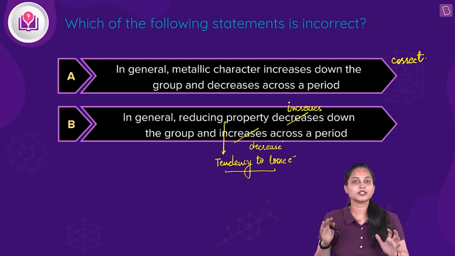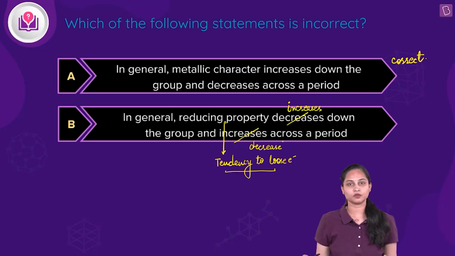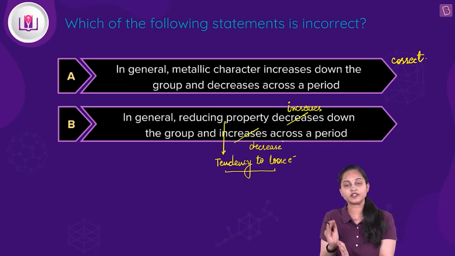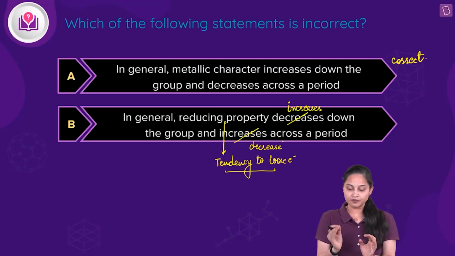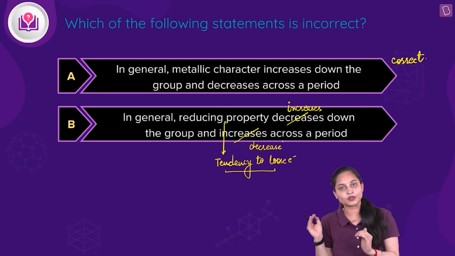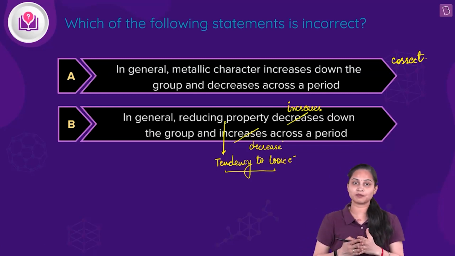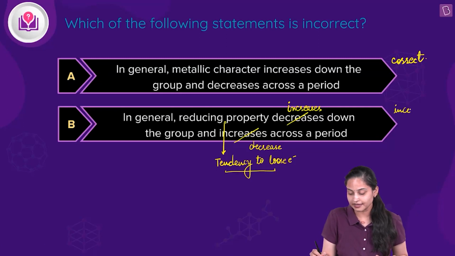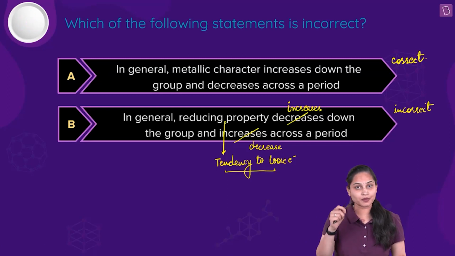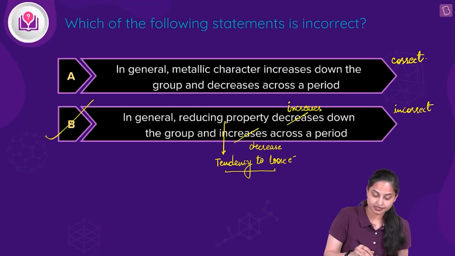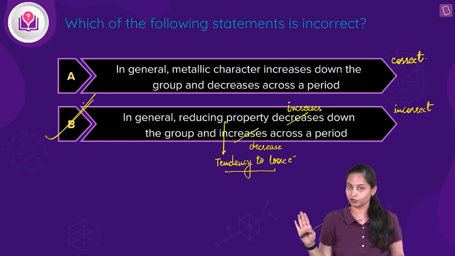Why so? We will talk in terms of ionization energy. Ionization energy decreases when we move down the group because the number of shells increases, and removing an electron from an isolated gaseous atom becomes easier. So the tendency to lose electrons increases down the group and decreases across a period. That means reducing property will increase down the group and decrease across a period. The opposite has been said in statement number B, so this statement is incorrect. The question is asking about the incorrect statement only, so I'll mark option number B as the right answer, but we'll go through the third and fourth options also.